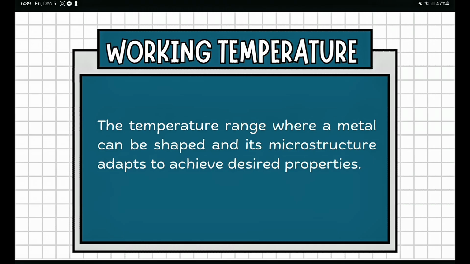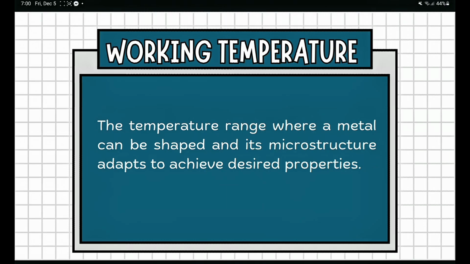So before we tackle the 3 different working temperatures, we must first understand what working temperature is. So in the PPT, the definition of working temperature is the temperature range where a metal can be shaped and its microstructure adapts to achieve desired properties. Different temperatures change the structure and properties of the metal. So because of this, there are metals that may become softer, stronger, harder, or even flexible depending on how hot or cold they are when they are shaped.